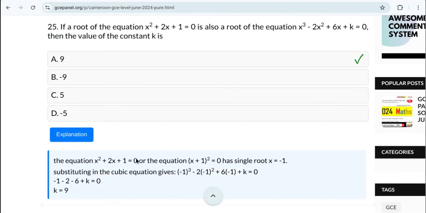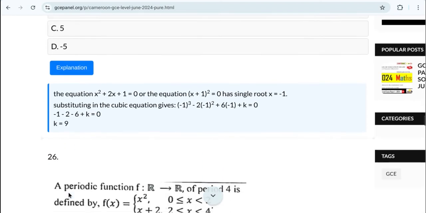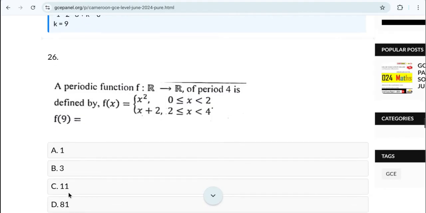So x squared plus 2x plus 1 can be written as (x plus 1) all squared equals 0, and it has a repeated root of x equals negative 1. Now substitute this in the polynomial, and you find that the value of k is equal to 9. So we have come to half of the questions, the middle, and you already know how to get here.